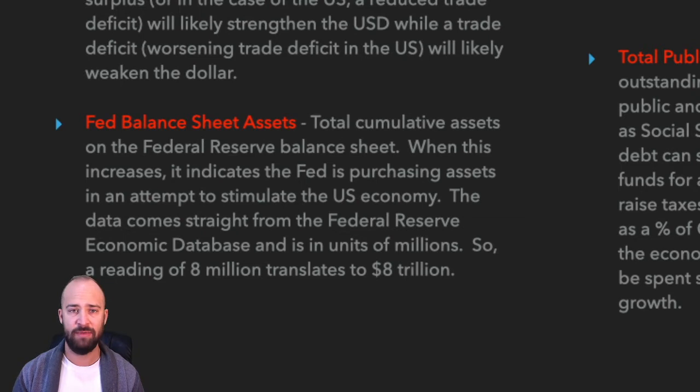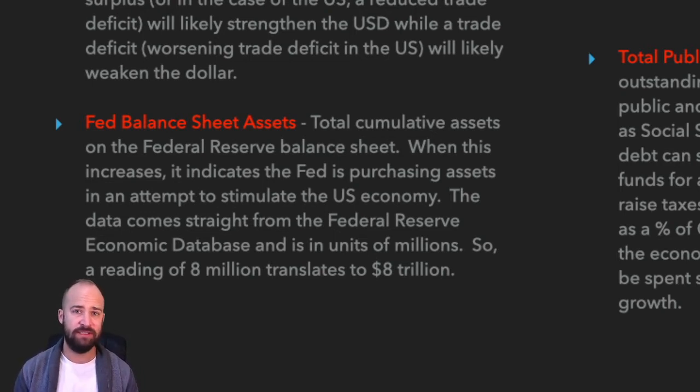In contrast to that would be contractionary policy, where the Federal Reserve sells the assets on its balance sheet in the open market, effectively reducing the assets on its balance sheet and reducing the money supply. So as investors, what does this number tell us and how do we use it?